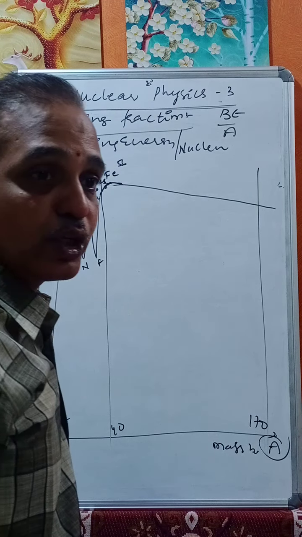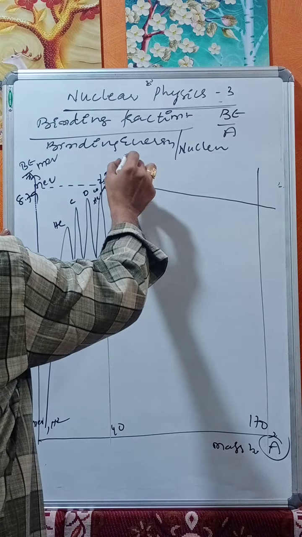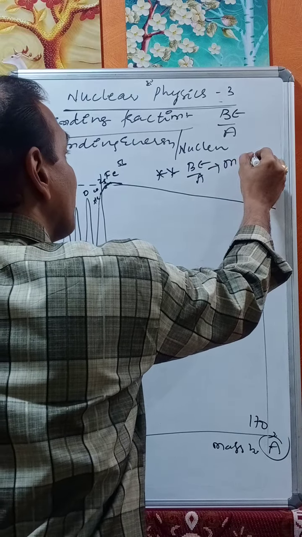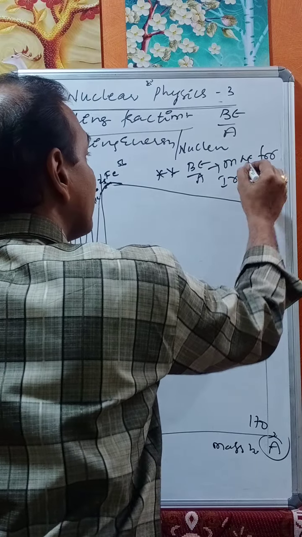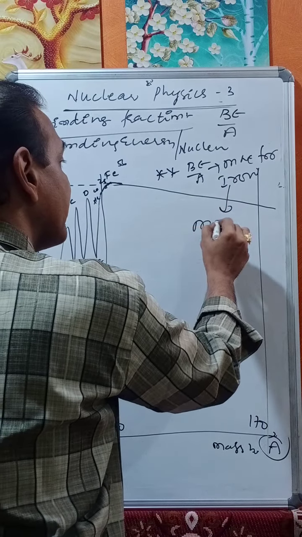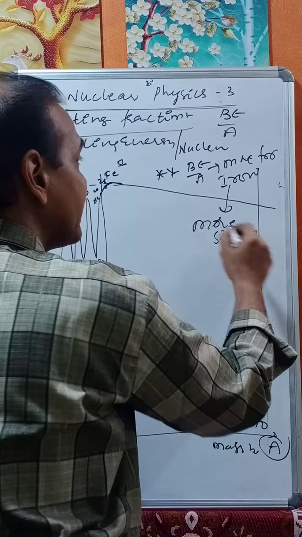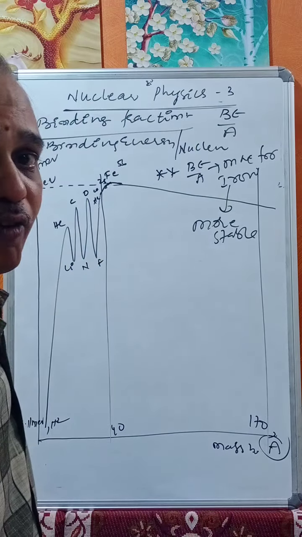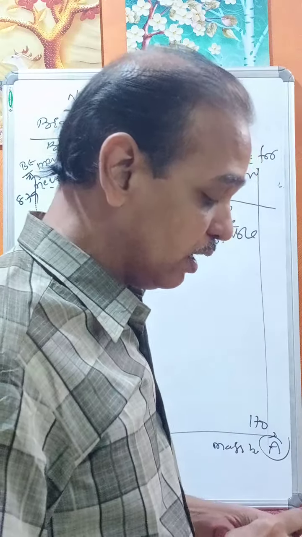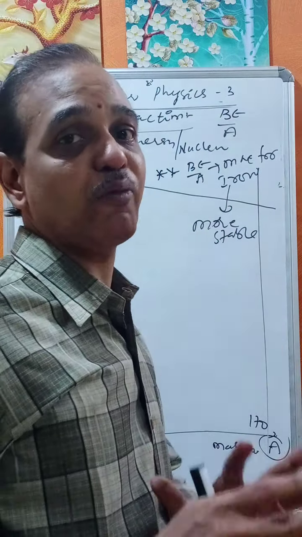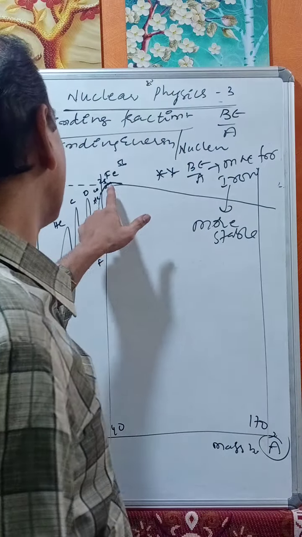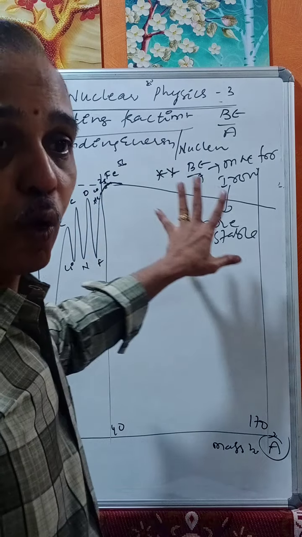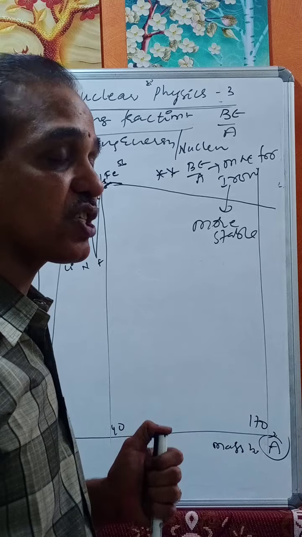So binding energy per nucleon is maximum for iron. This is very important. Therefore iron is the most stable element. The higher the binding energy per nucleon, the more stable the element. Out of all the elements in the periodic table, the binding energy per nucleon is maximum for iron, that is 8.79 million electron volts.